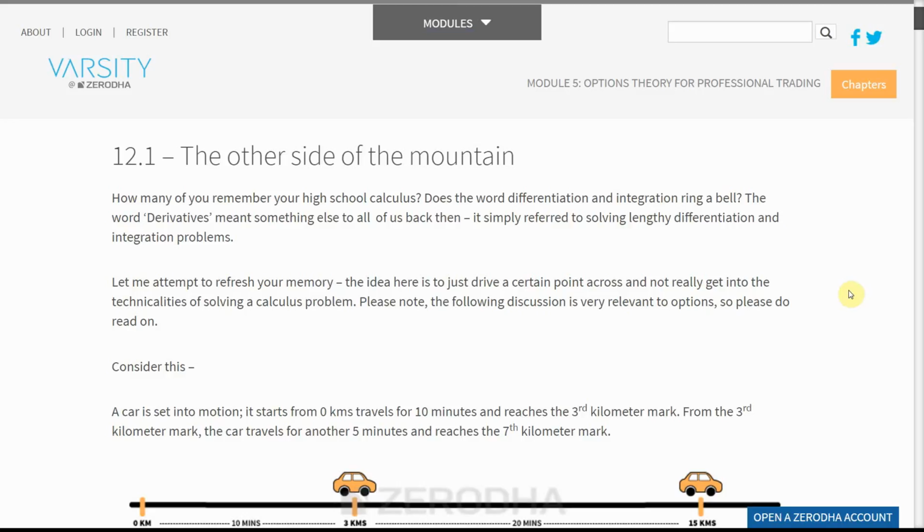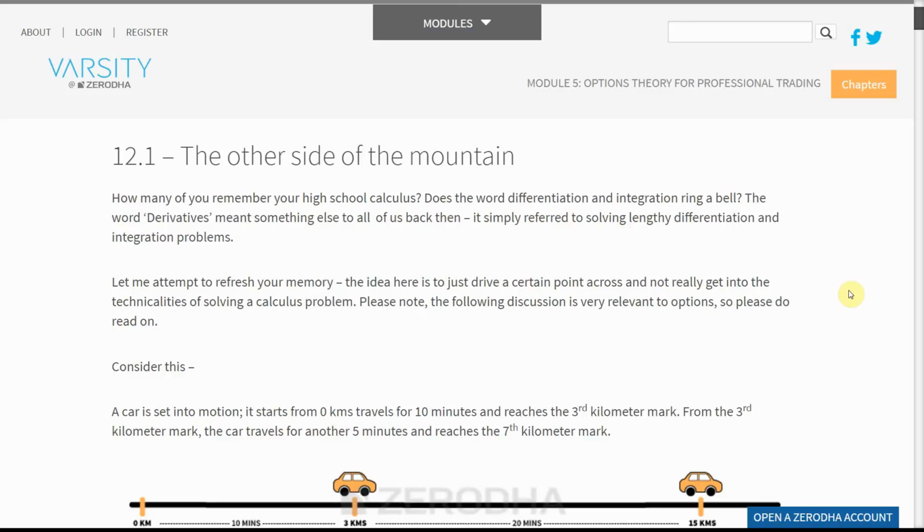The idea here is to just drive a certain point across and not really get into the technicalities of solving a calculus problem. Please note, the following discussion is very relevant to options. So please do read on. Consider this. A car is set into motion. It starts from 0 km, travels for 10 minutes and reaches the 3rd kilometer mark. From the 3rd kilometer mark, the car travels for another 5 minutes and reaches the 7th kilometer mark.